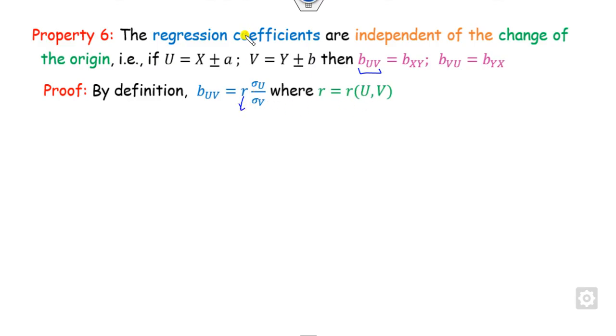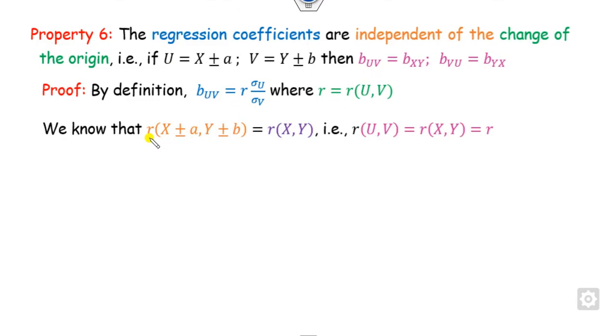In order to find this, firstly, we know that the correlation coefficient is independent of the change of origin. It means whatever you add or subtract, they are the same. Therefore r of uv is nothing but r. This is my u, this is my v. So r of xy and r of uv are the same.